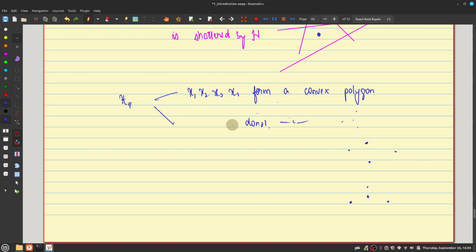Okay, so now let's look at case 1. What I need to show is that this set is not shattered by the hypothesis class. Is it possible to draw a hyperplane so as to get the following labeling?